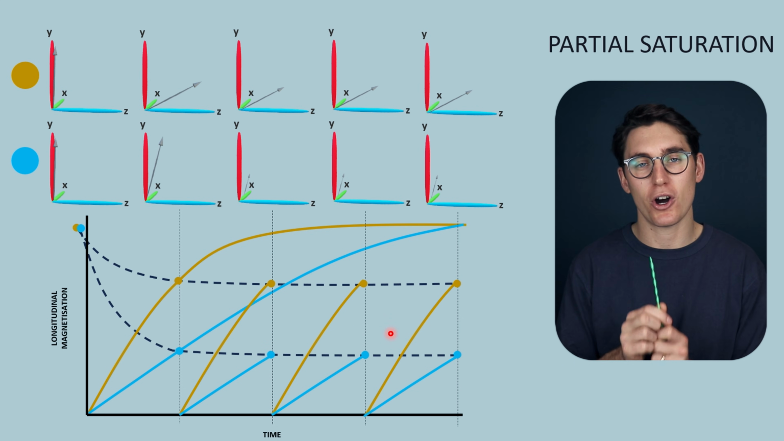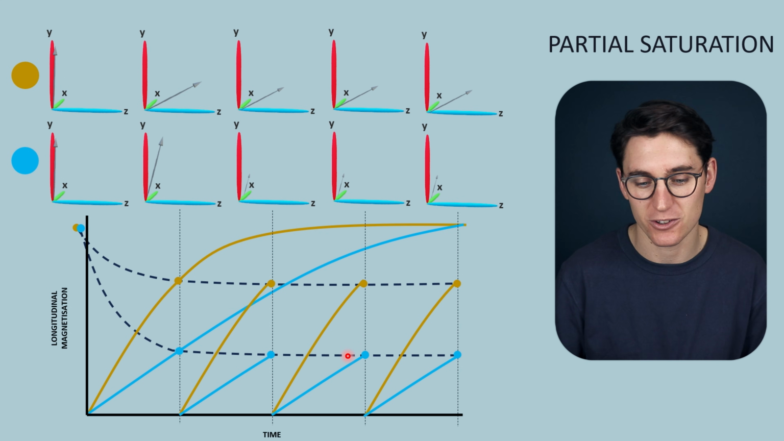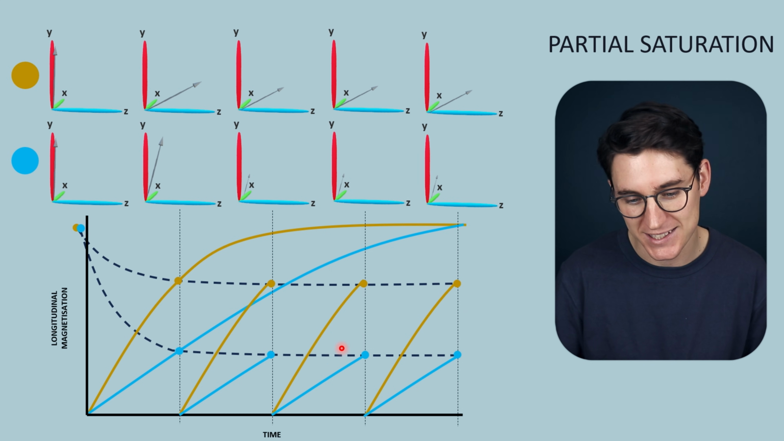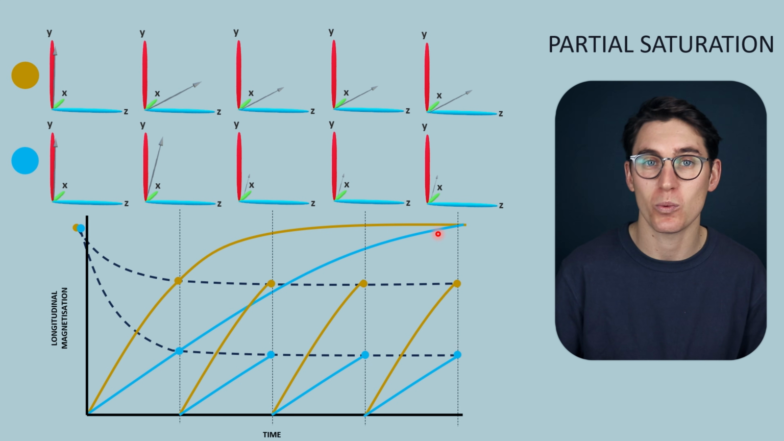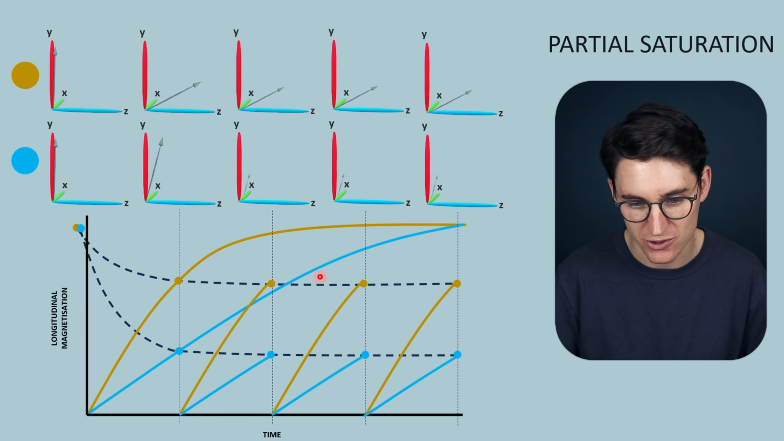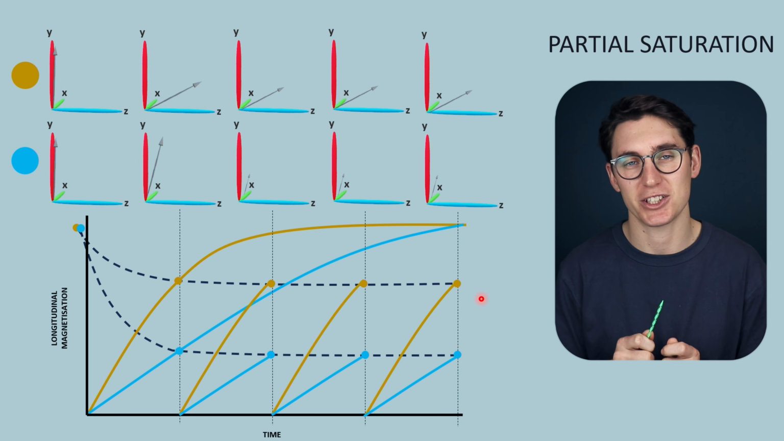This is what's known as partial saturation. These tissues are still giving off signal, but that signal is less than that initial 90-degree RF pulse. They're said to be partially saturated. The difference between this signal here and the T1 signal if we were to wait a long TR, that difference is the partial saturation difference. This is not the same as saturation.